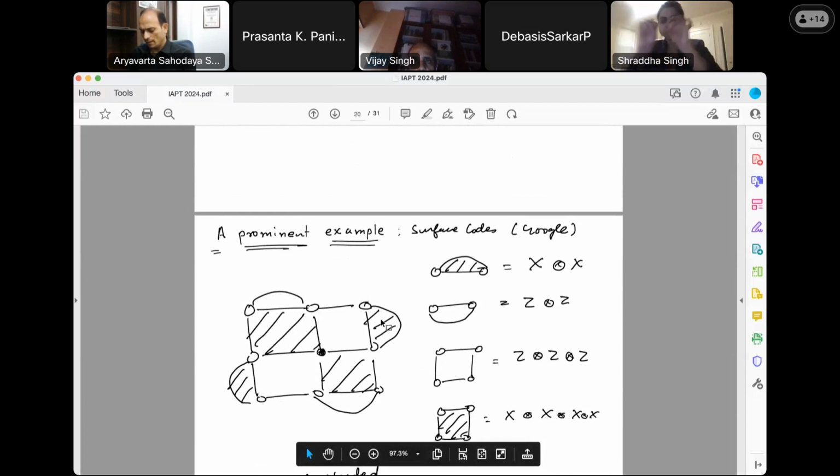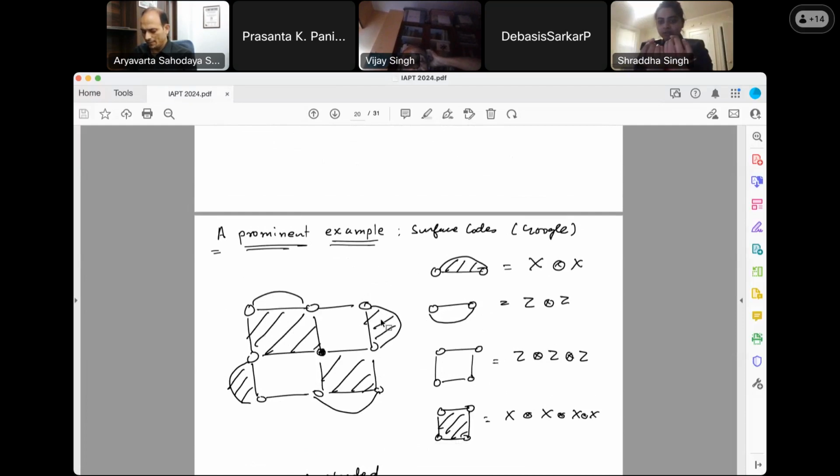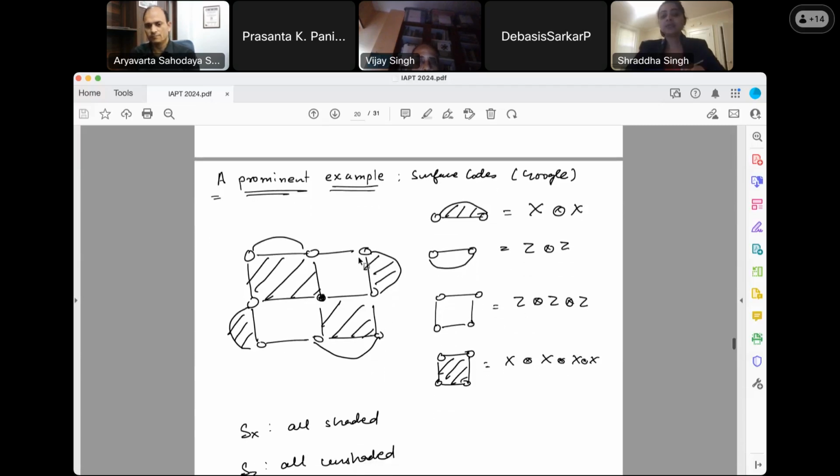So think of a donut and place all these stabilizers on a donut. If you cut this donut along one circle, the larger circle, and then cut that, you basically get a cylinder, and now cut this cylinder also along the height, you get this 2D plane. That's how you get the surface code.